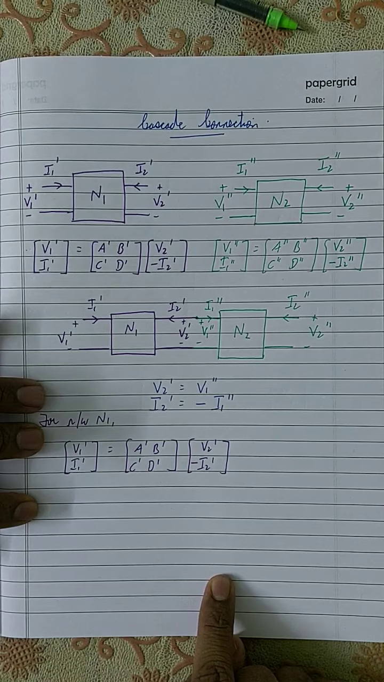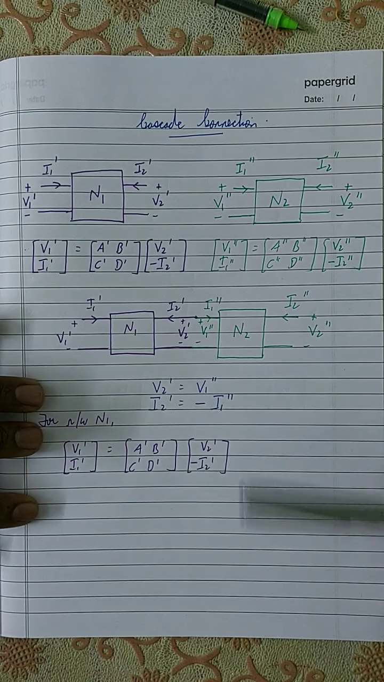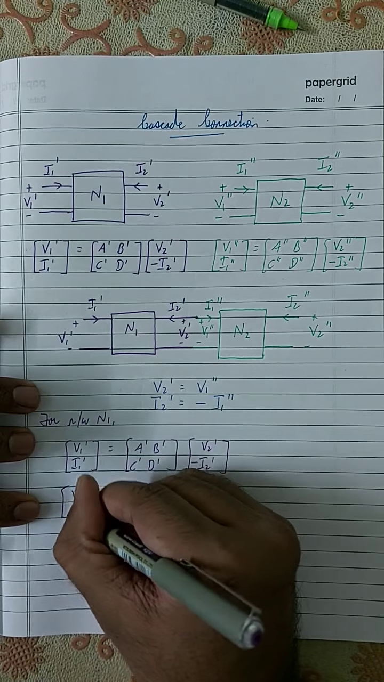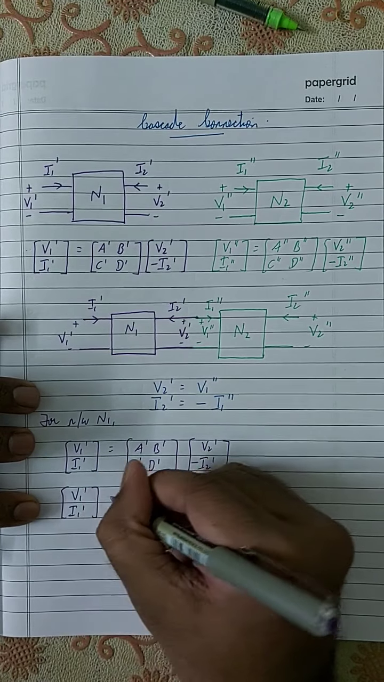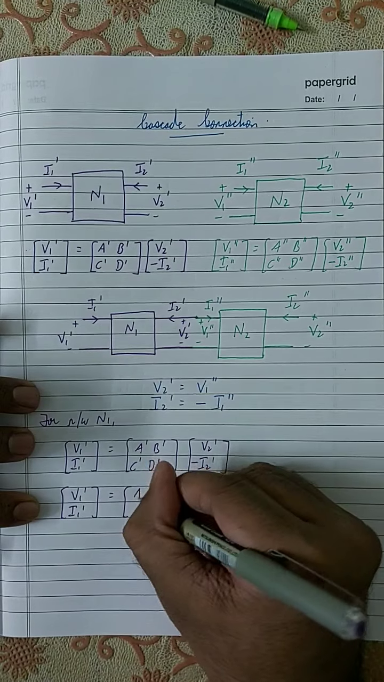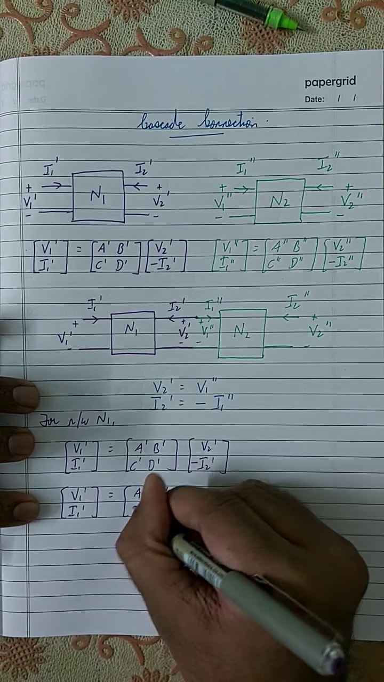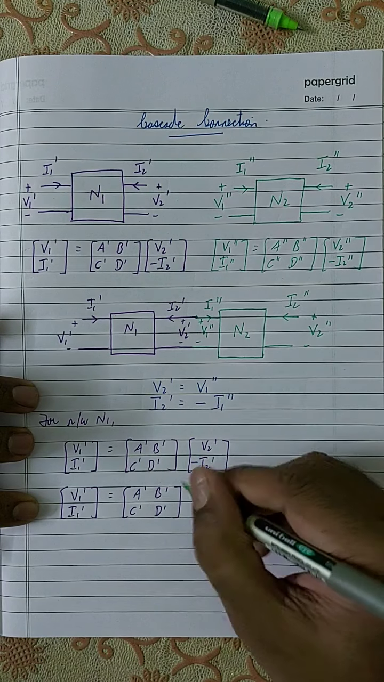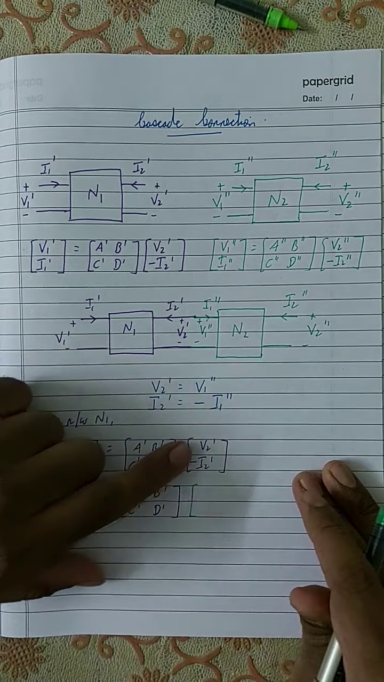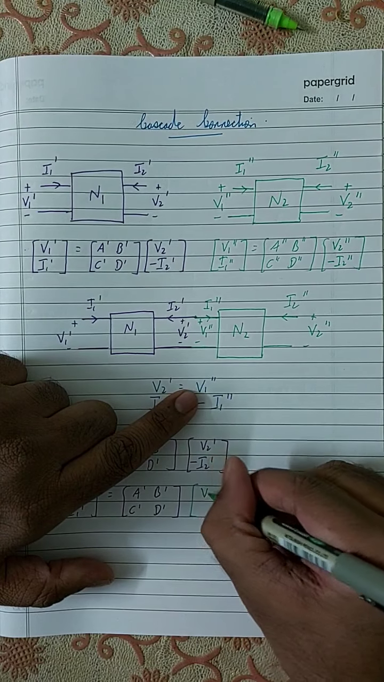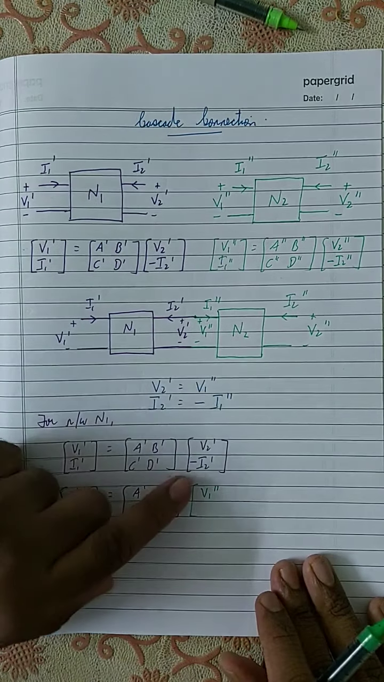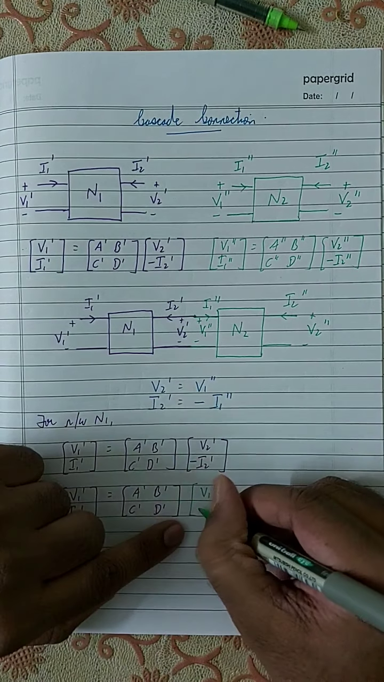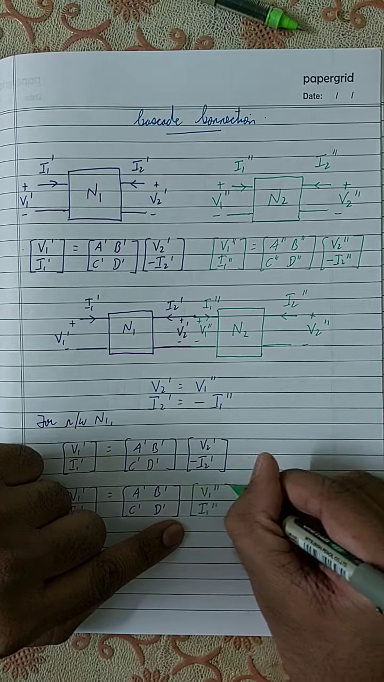I'm going to substitute these two equations in this matrix form. In that case, this will now become [V1 dash, I1 dash] is equal to [A dash, B dash, C dash, D dash] into [V1 double dash, ...], since V2 dash is equal to V1 double dash, and minus I2 dash is equal to minus of minus I1 double dash. Minus of minus becomes plus, so this is nothing but I1 double dash.